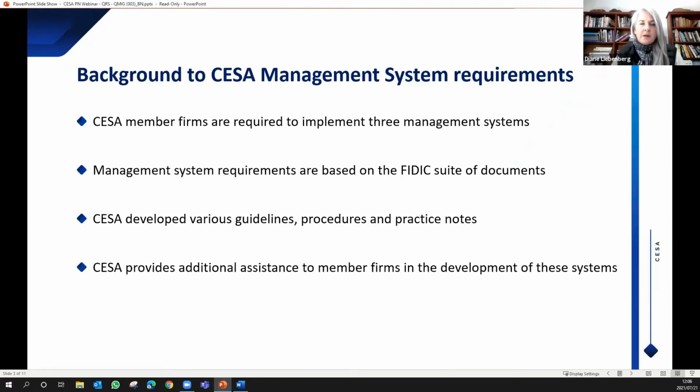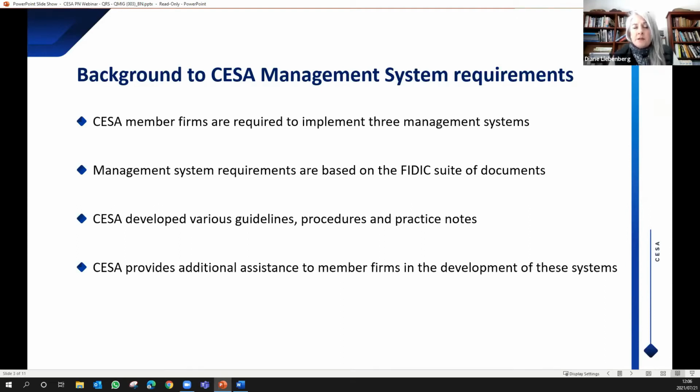Great, so as you possibly all know, CESA requires all its member firms to implement 3 management systems, namely a quality management system, an integrity management system, and project sustainability. The reason why CESA has these requirements is to ensure that it can provide the industry and specifically the clients out there with the confidence that their member firms will produce a quality service in an ethical and sustainable manner.